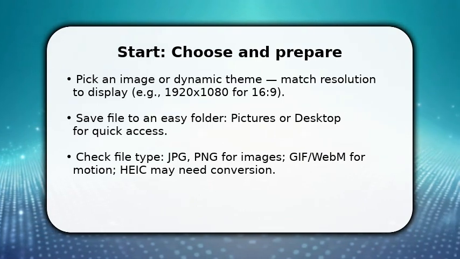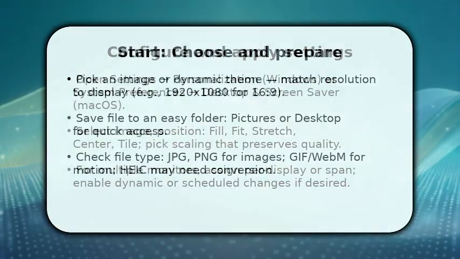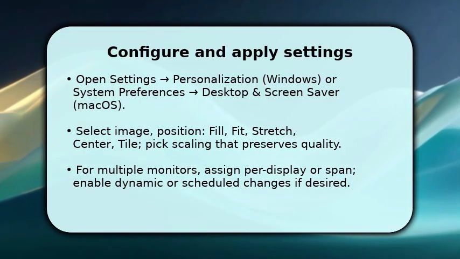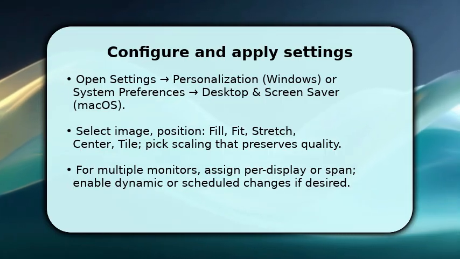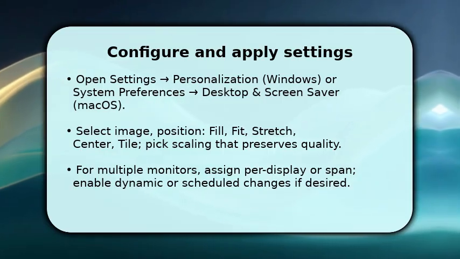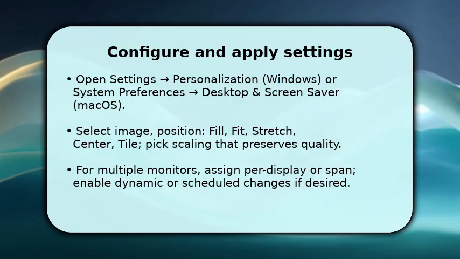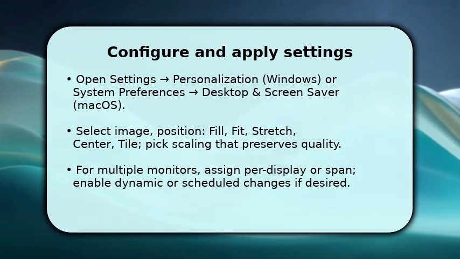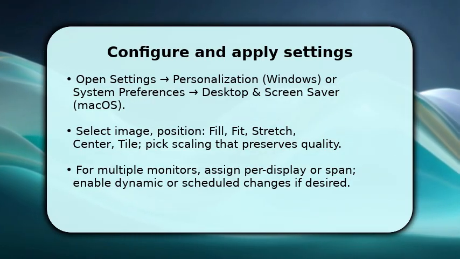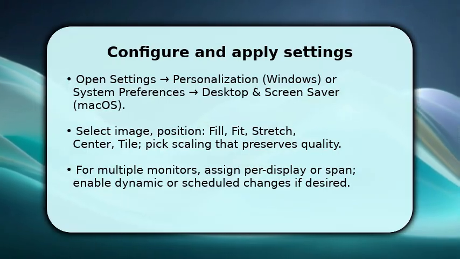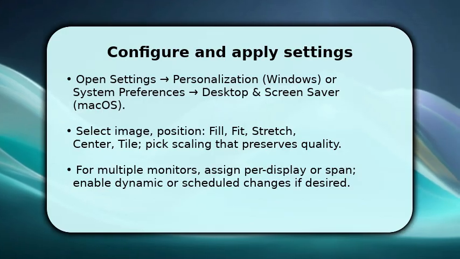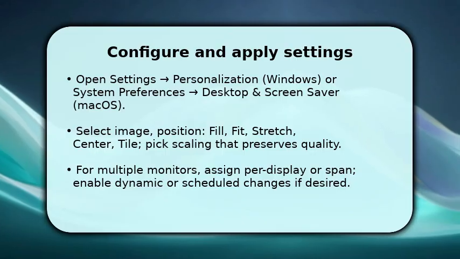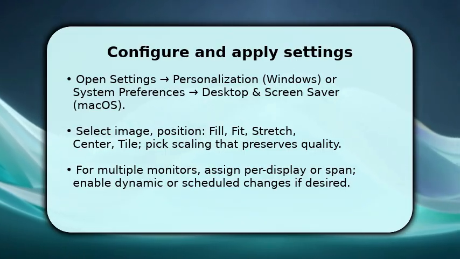load it instantly. Next, open the personalization controls for your OS and navigate to the desktop background panel. You choose the image and a position mode. Fill preserves aspect ratio while covering the screen. Fit shows entire image with possible borders. Once you select the image, assign it to a specific monitor or span across displays depending on your layout. If you want rotation, enable a scheduled change or dynamic theme so the system swaps images automatically without manual updates.